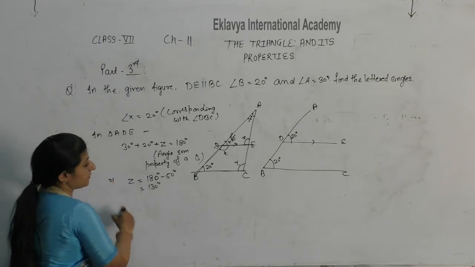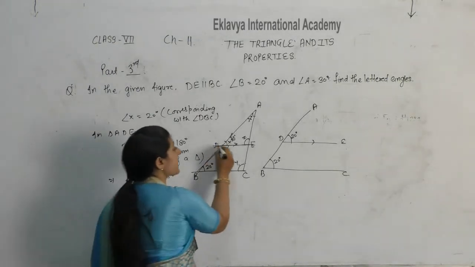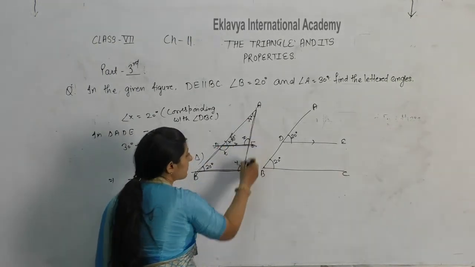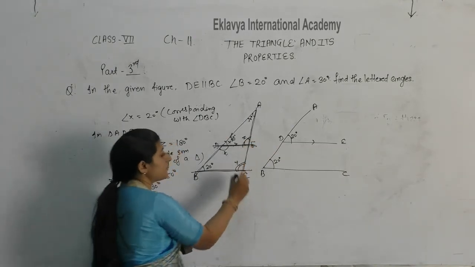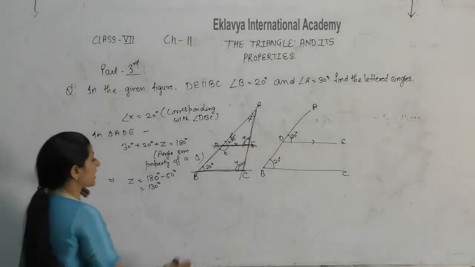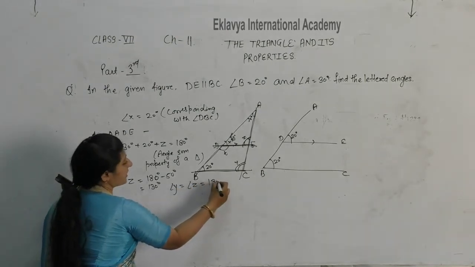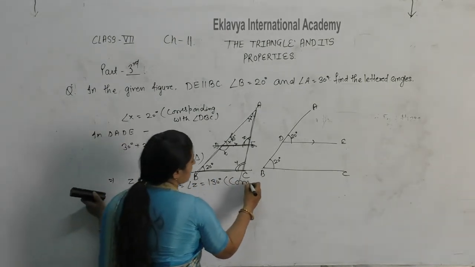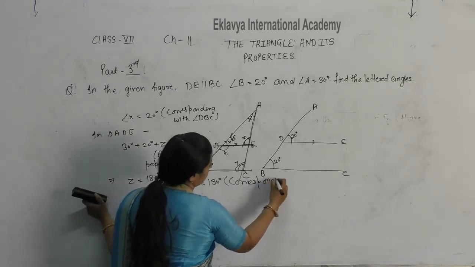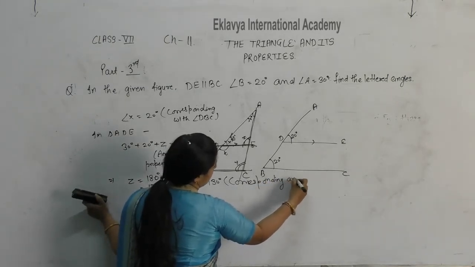In the same case, this line is parallel to this, then it becomes a transversal. Then what is the relation between these two? These are corresponding angles. Then angle Y is equal to angle Z, also 130 degree. Reason: corresponding angles.